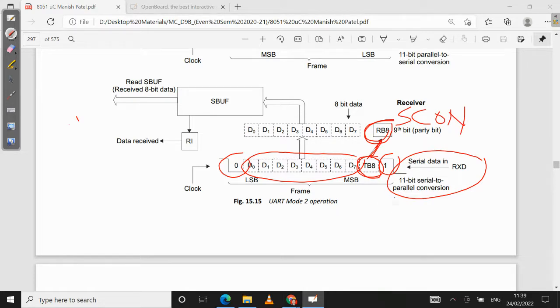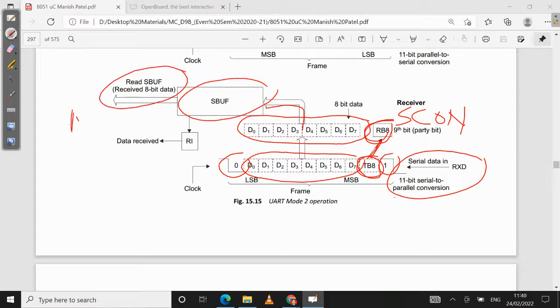So from this data frame, you are interested in the data. So you have extracted the data. It is available in SBUF. From this, I am reading the SBUF so that it is available in the accumulator. Any question, please ask.